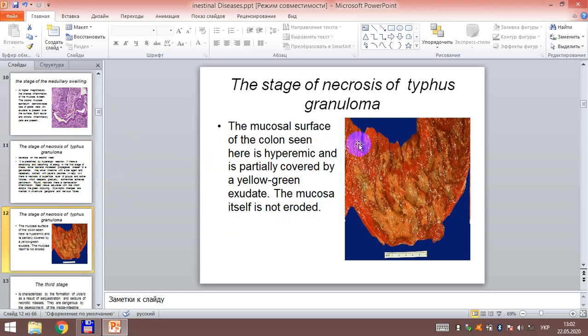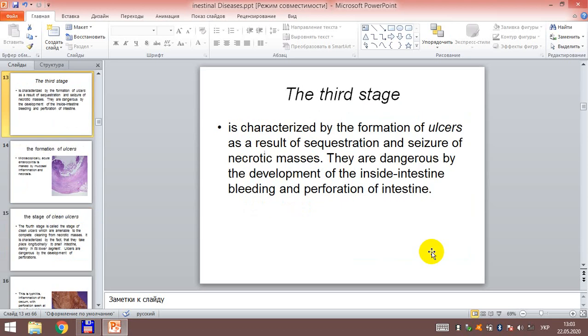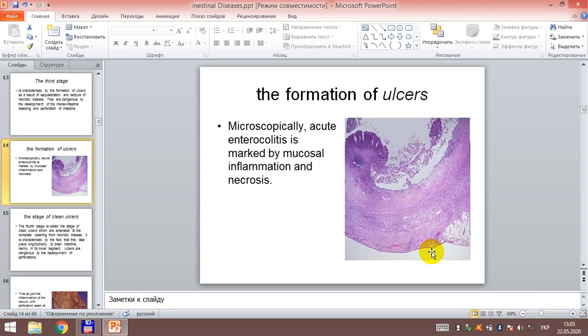In this macroscopic picture, you can see the stage of necrosis of typhus granuloma. The mucosal surface of the colon, seen here, is hyperemic and is partially covered by yellow-green exudate. The mucosa itself is not eroded. The third stage is characterized by the formation of ulcers as a result of sequestration of necrotic masses. They are dangerous by development of intestinal bleeding and perforation of the intestine. In this picture, histological signs: microscopically, acute enterocolitis is marked by mucosal inflammation and necrosis.